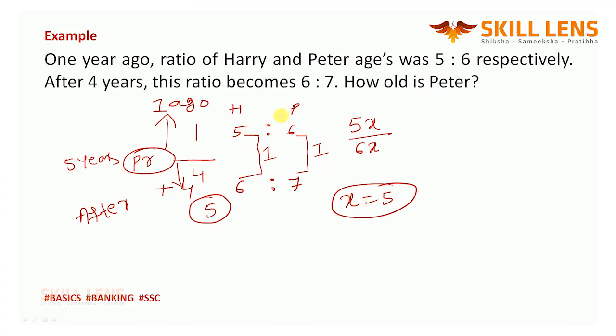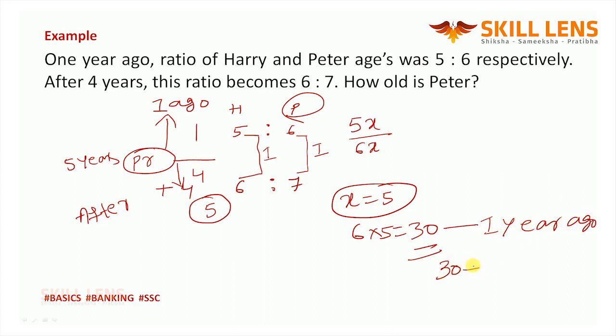So whose age do you want? Peter. So 6 5s are what? 30. 30 years when? 30 years 1 year ago. If you want present, 30 plus 1. That will give you 31 as your answer. 30 plus 1 will give you what? 31 as your answer. Hope everybody understood this.